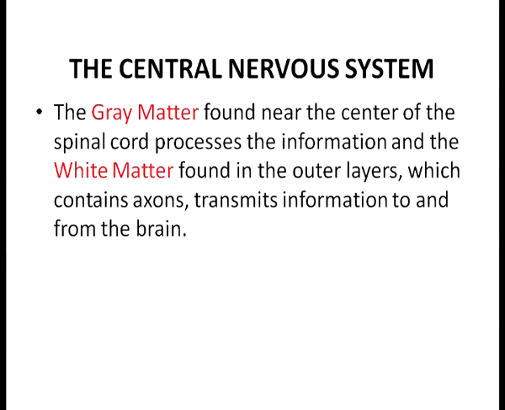So, what is the job of the grey matter and white matter inside the spinal cord? The grey matter found near the center of the spinal cord processes the information. That is, whatever you receive from outside, the grey matter has to process that information, that is, decide what needs to be done with it. And the white matter, found in the outer layers of the spinal cord, contains the axons and transmits information to and from the brain for the muscles to act.